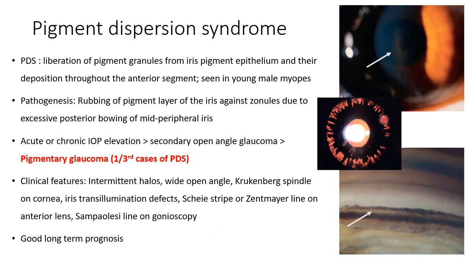So those are the iris transillumination defects that I'm talking about. You see, the pigment epithelium has shed off in this region so much that light can actually pass through the iris. And this is a photo taken in retroillumination. Again, this heavily pigmented line is the Sampaolesi line, right? And you see how heavily pigmented it is, nearly black. That is your pigmented trabecular meshwork.